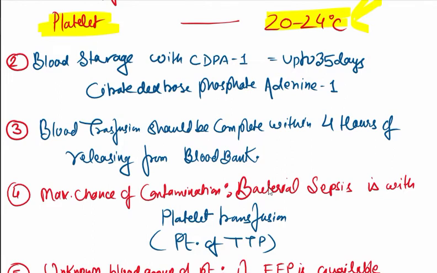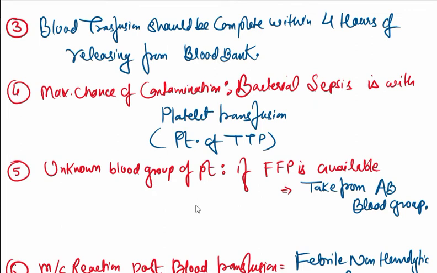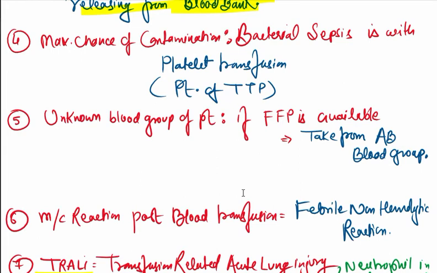Next one is blood storage if it is done with CDPA1. What is CDPA1? Citrate dextrose phosphate adenine 1. With this, blood can be stored up to 35 days. Next, blood transfusion should be completed within 4 hours of releasing from the blood bank. Otherwise, again, there will be an increased risk of contamination.